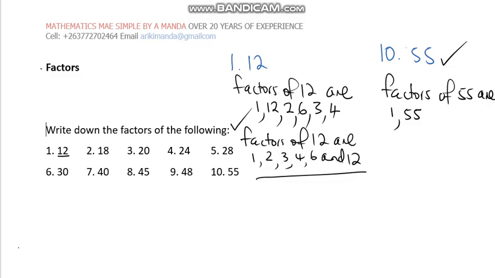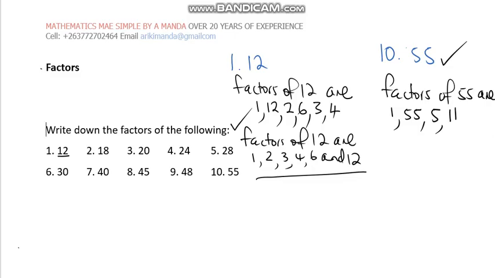2 cannot get into 55. 3 can't get into 55. The next number that can get into 55 is 5. And this 5 will help me identify the next factor, because I'll simply say, since 5 is a factor, 5 into 55, what is the answer? The answer is 11. So 11 is the other factor. There are no other factors of 55 other than the ones above.